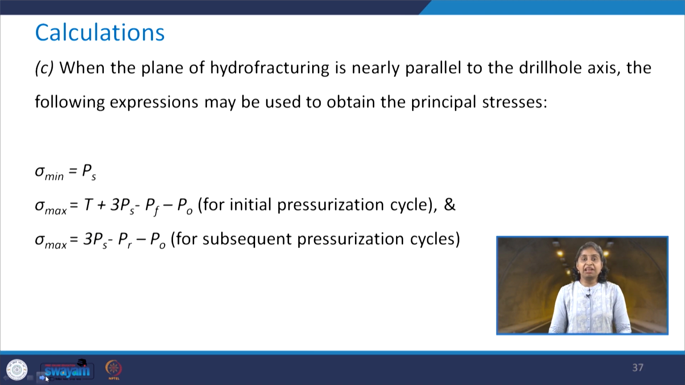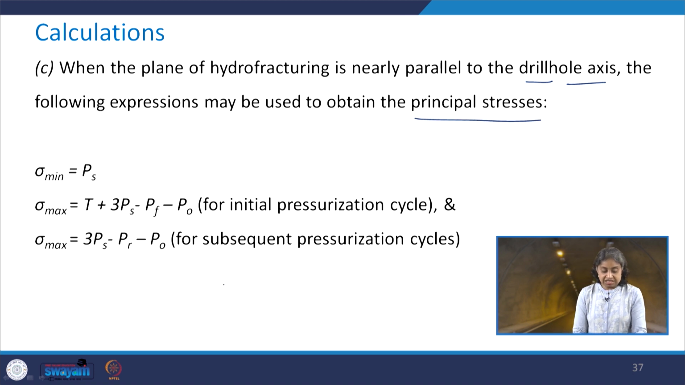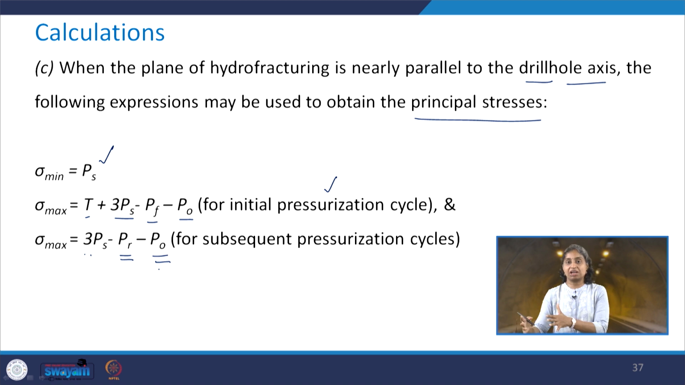And when the plane of hydrofracturing is nearly parallel to the drill hole axis, the following expressions may be used to obtain the principal stresses. Sigma minimum will be equal to Ps, sigma maximum will be equal to T plus 3 Ps minus Pf minus P naught. This is for the first or the initial pressurization cycle, and the sigma maximum will be equal to 3 Ps minus PR minus P naught. This is for the subsequent pressurization cycle.